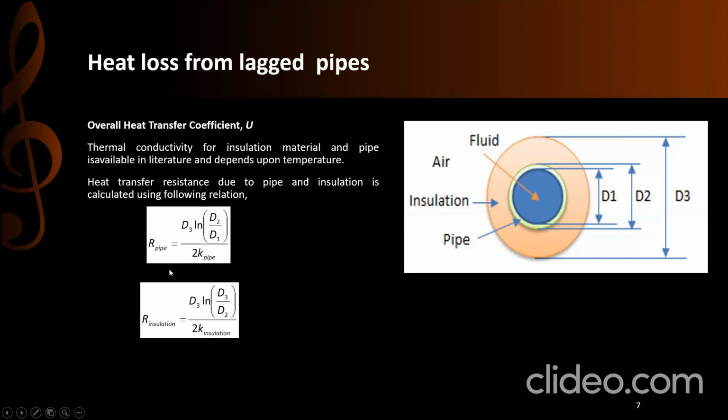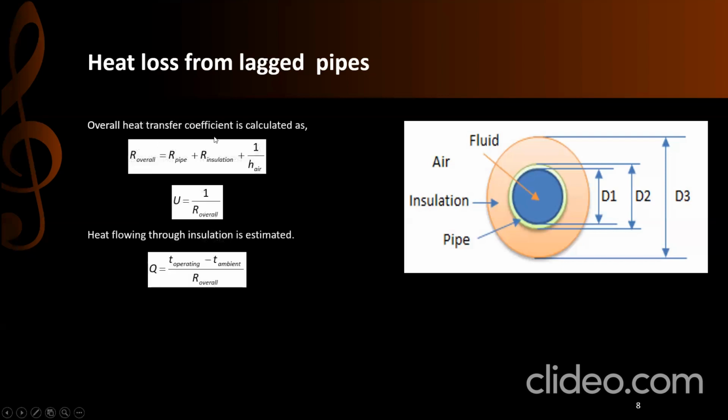Now, the overall heat transfer coefficient, U. So, thermal conductivity is yun yung sum nung denominator. The thermal conductivity for insulated material and pipe is available in literature and depends upon temperature. So, yan, first temperature ng pipe. Heat transfer resisted due to the pipe and insulation is calculated using the following relation. So, R ng pipe is D sub 3, ln of D2 over D1 over 2K pipe. R insulation is equal to D3 times ln of D3 over D2 divided by 2K of insulation.